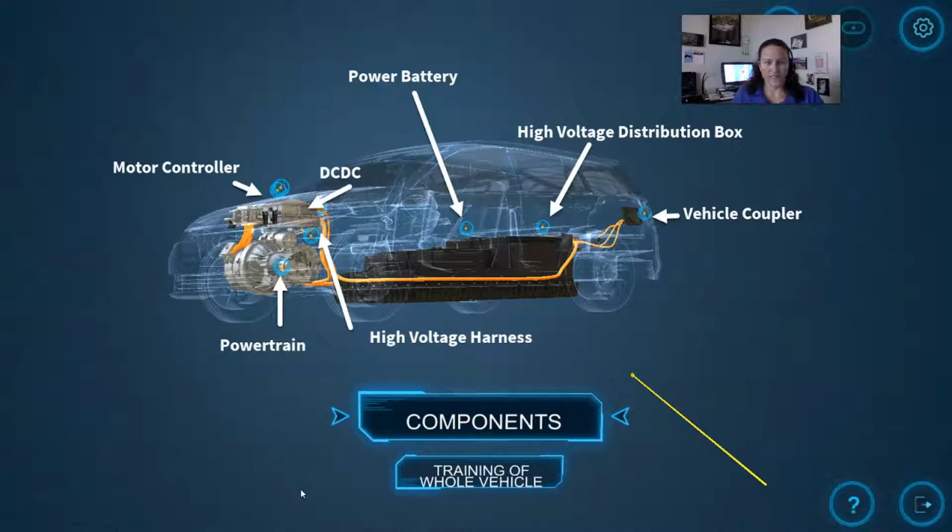Just a further breakdown, this is an example of the landing page as you would launch that application. These are the different areas in which you would have to choose from under the component side. There are 2 areas within this application to actually go into, learning about the components and then doing some training on the whole vehicle, which we will talk about shortly.